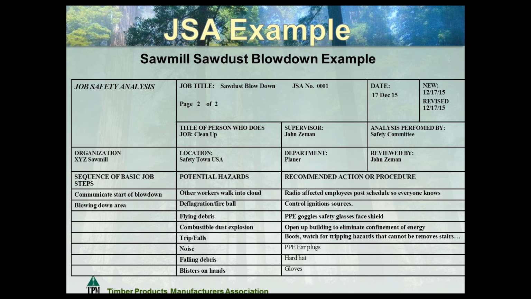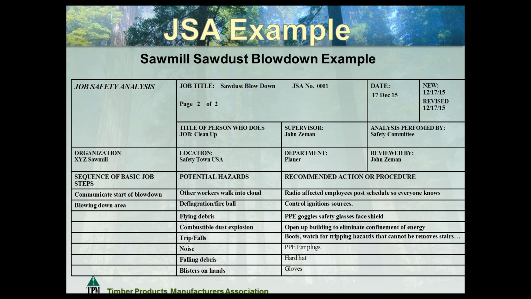Now, combustible dust explosions are possible. How do we stop an explosion? Well, we knock out the legs from the table again. We eliminate confinement. How do we do that? We open up the building to eliminate confinement of energy. If we do have a deflagration or fireball and the building is opened up, there's a place for the energy to go and you won't blow the roof off the building. So it's very important to open up your building when you do blowdowns. The energy has to go somewhere if the worst case happens.